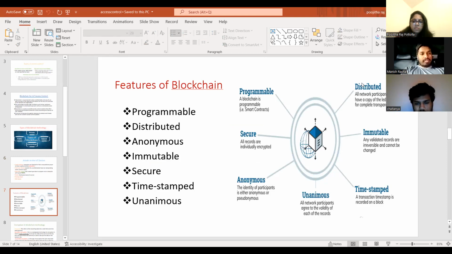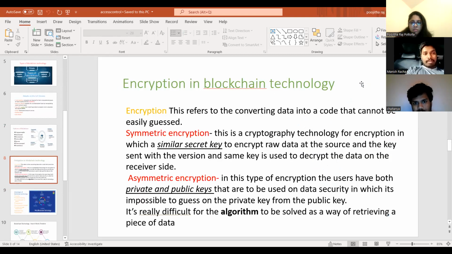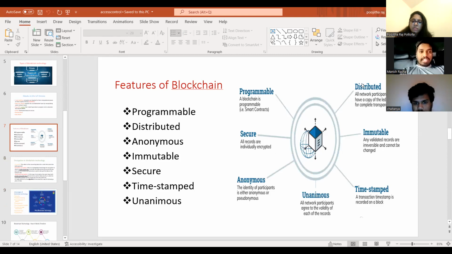So, what are the features of blockchain? The features of blockchain are classified into these types: programmable, distributed, anonymous, immutable, secure, and timestamped. What is programmable? A blockchain is programmable, like smart contracts. Secure means all records are individually encrypted, as shown in the figure. Anonymous means the identifiers of participants are either anonymous or pseudonymous. And timestamped means a transaction's timestamp is recorded on a block.